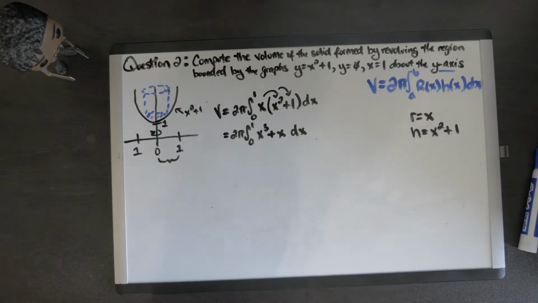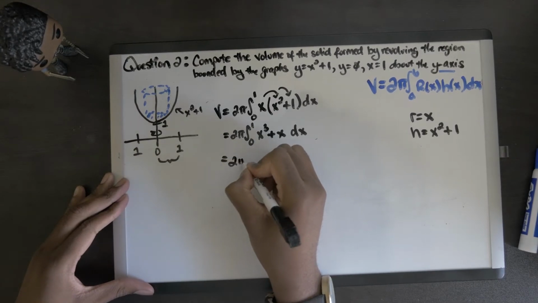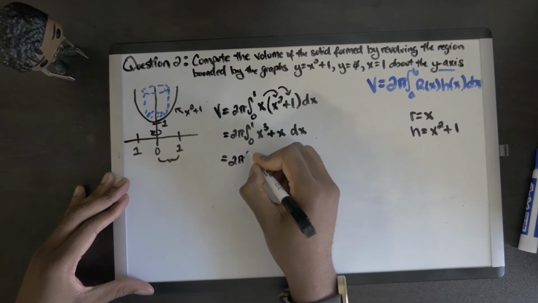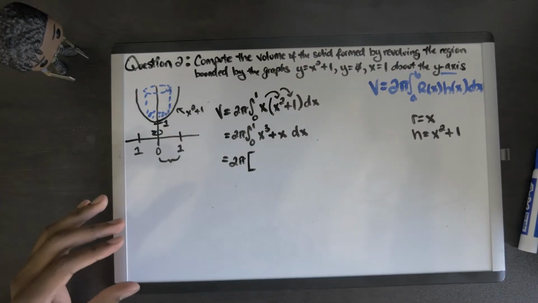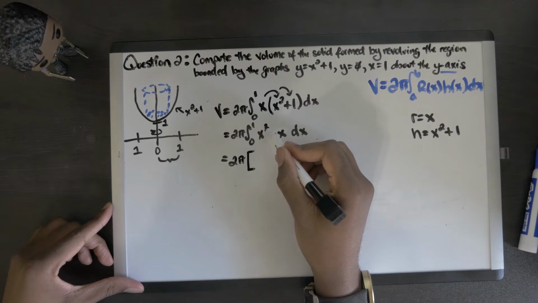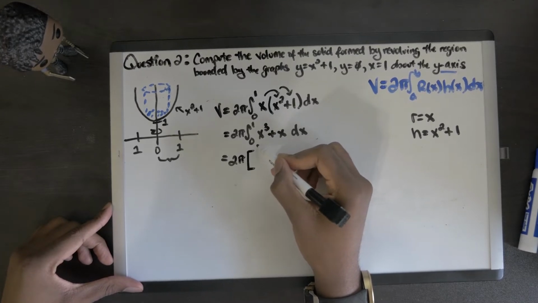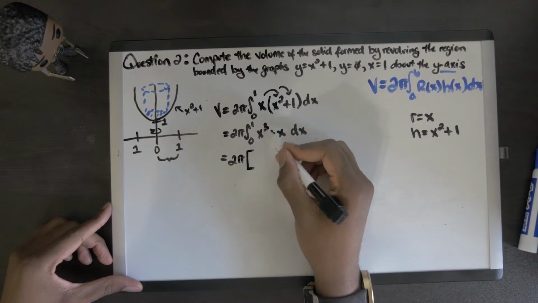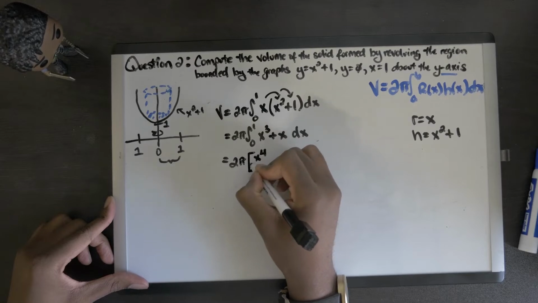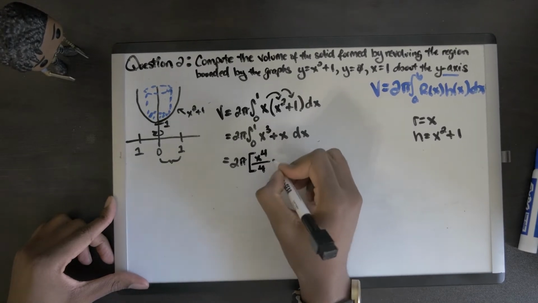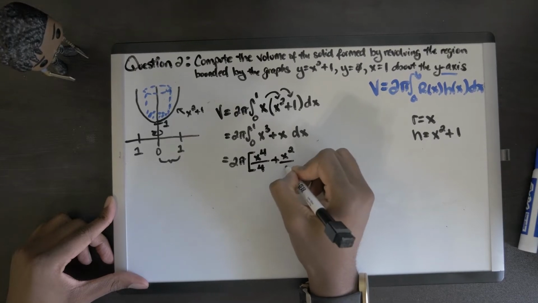Now, again, we're going to find the integral of that. So we have 2 pi outside, and we know we're going to have to multiply that by the antiderivative. If you're not familiar, what you'll do is add 1 to the exponent 3, and then divide by the new exponent value. So what is that going to do? That's going to give you x to the fourth over 4 plus x to the second over 2.